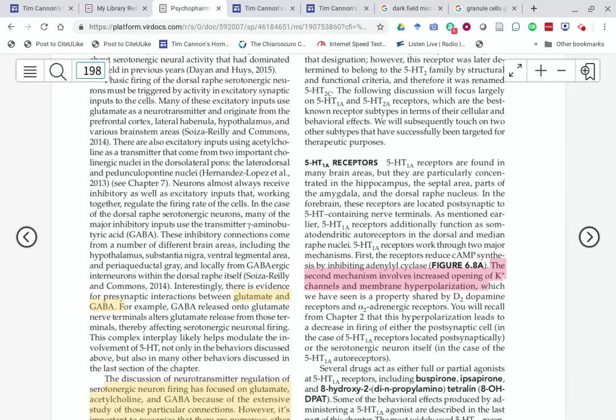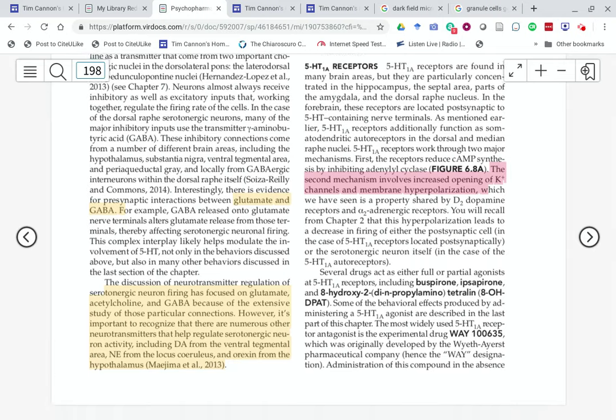There's evidence for presynaptic. You have to take a deep breath and remember what that means. You have the presynaptic cell and the postsynaptic cell, and you can have synapses on the ends of axons, presynaptic, glutamate and GABA. Glutamate is a big excitatory amino acid. GABA is a big inhibitory amino acid, and they're playing with each other, and they can affect serotonin activity in the dorsal raphe. Regulation of serotonin.